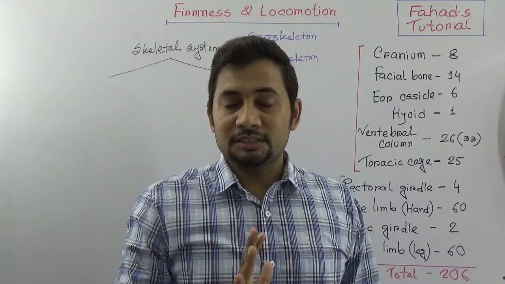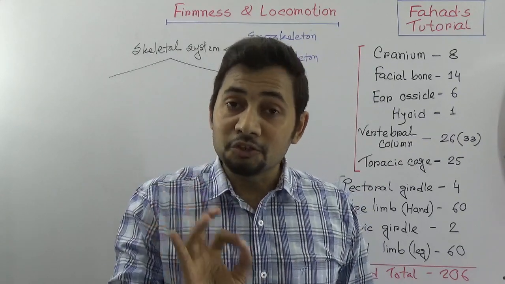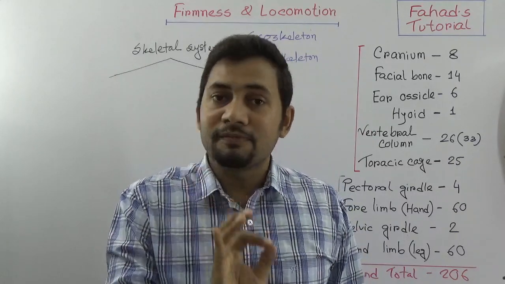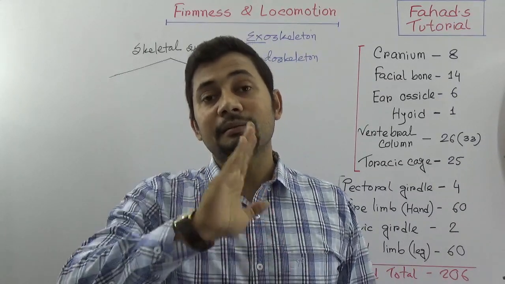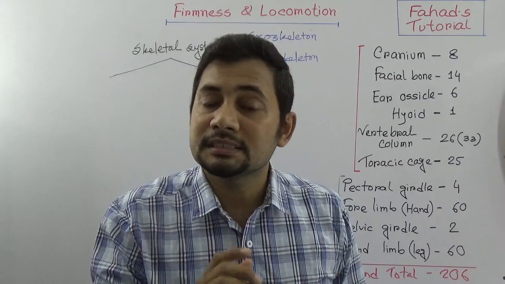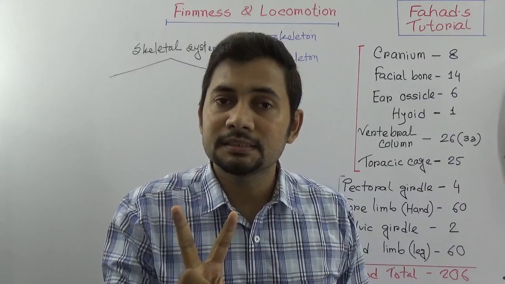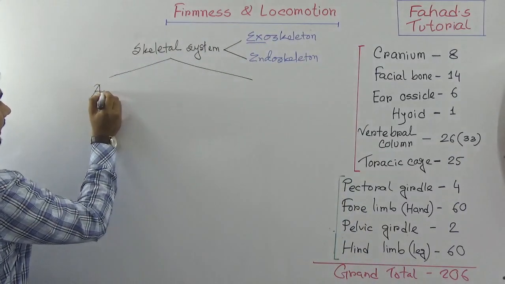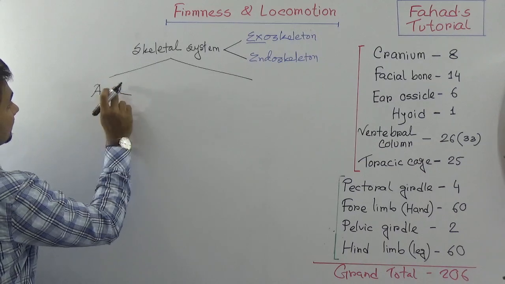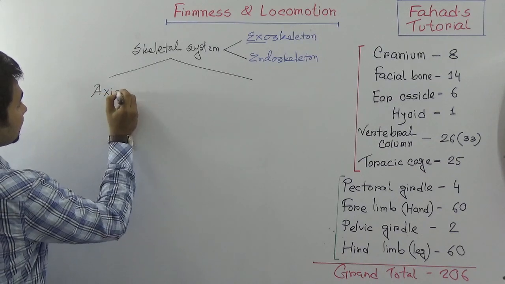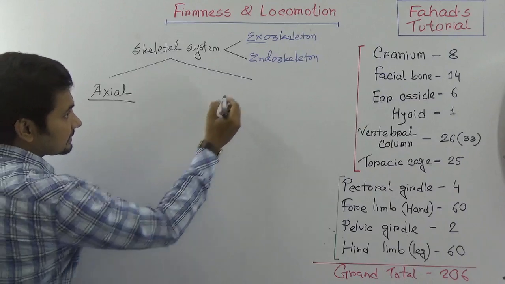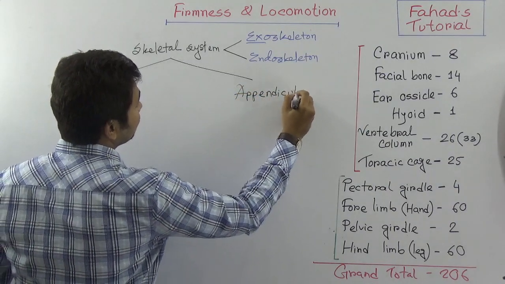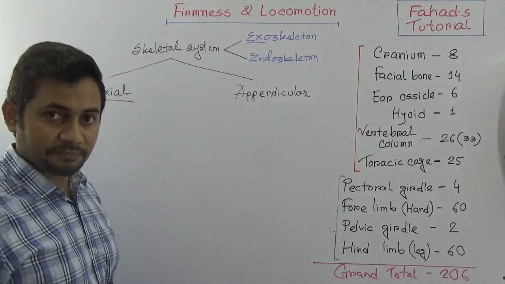Considering the axis of the human body, if you think about the human skeletal system, then we might find that there are 2 types of skeletal system. Number 1 is the axial skeletal system, which is situated based on the axis, and number 2 is the appendicular skeletal system.